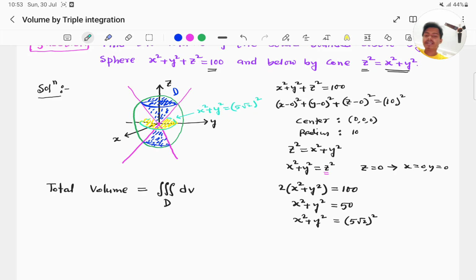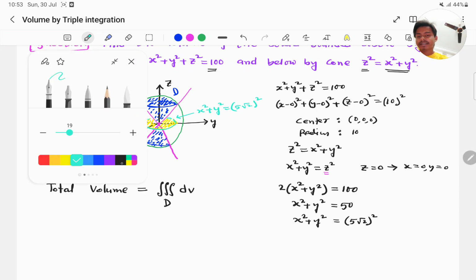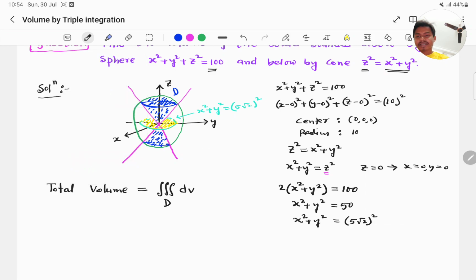What is the idea behind the cylindrical coordinate? If you take any point in the solid, then what should we do? We will put the projection on the yellow region. So then we get a point here. So for every point on the solid we get such a projection.